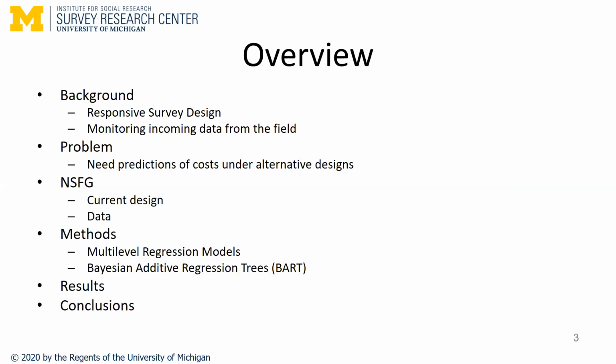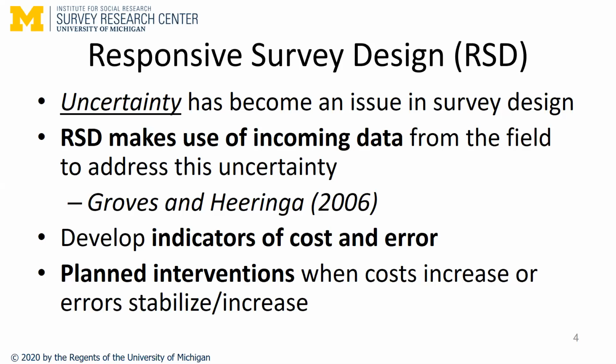So as an overview, today I'm going to talk about some background on responsive survey design, and then I'm going to talk about the specific problem we're going to be discussing today, which is the need for predicted costs under alternative designs. Then I'm going to spend a little time explaining the data. I think the data are somewhat complicated, so you'll have to bear with me as I discuss those data. And then the methods we're going to use, which is a comparison of multi-level regression models with something called Bayesian additive regression trees. And then I'll finally present the results and have some conclusions for you.